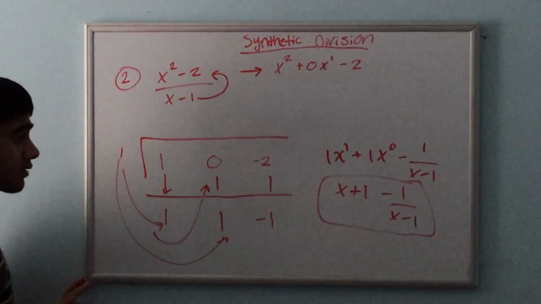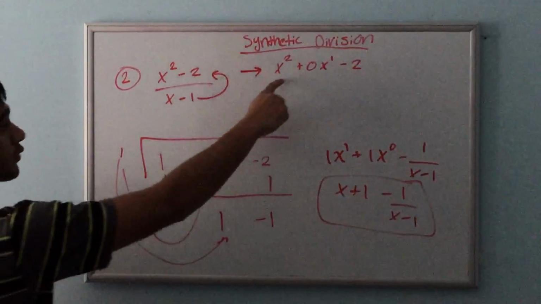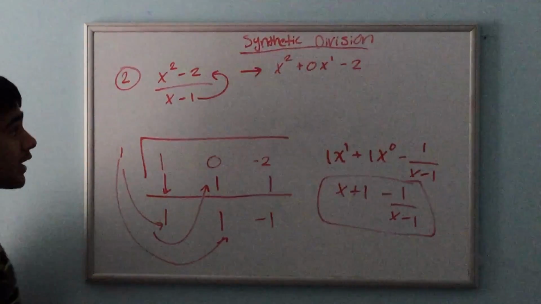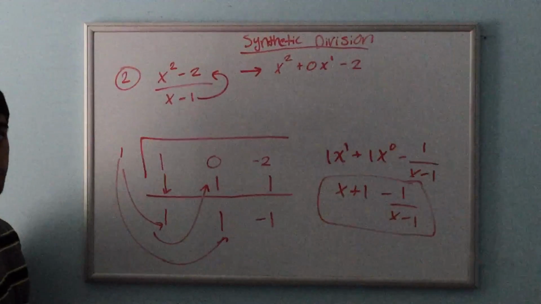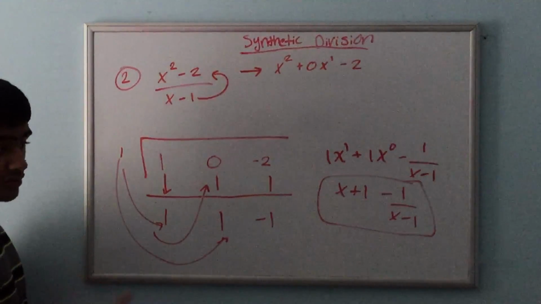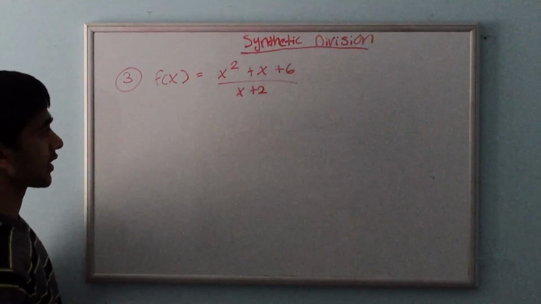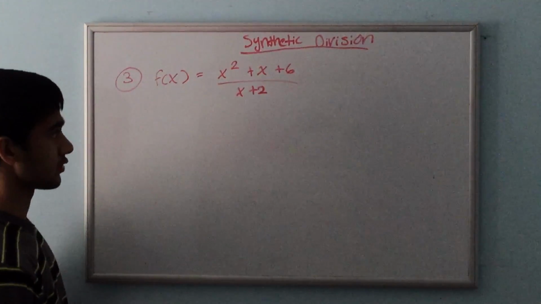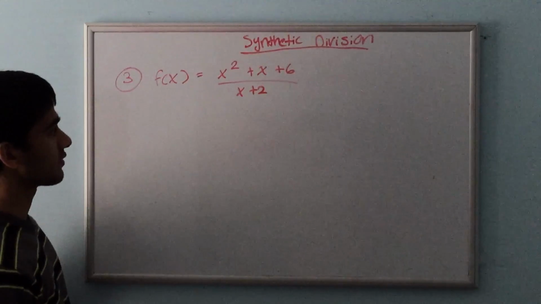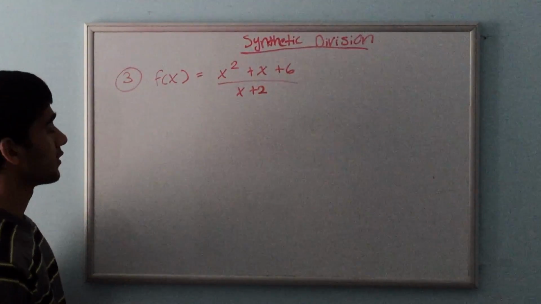The key thing to remember with synthetic division problems is to include all of the powers descending. So you cannot exclude the 0 or you would mess up the entire division. So our third problem and last one of the day is f of x equals x squared plus x plus 6 over x plus 2. And again, we want to simplify this and make it into an actual number.